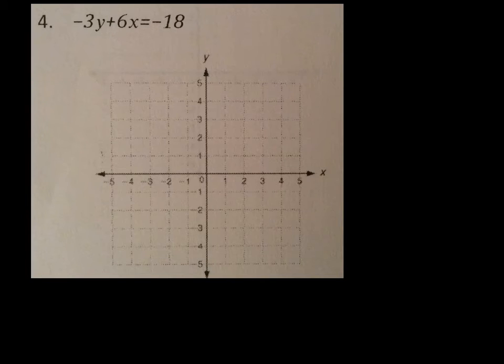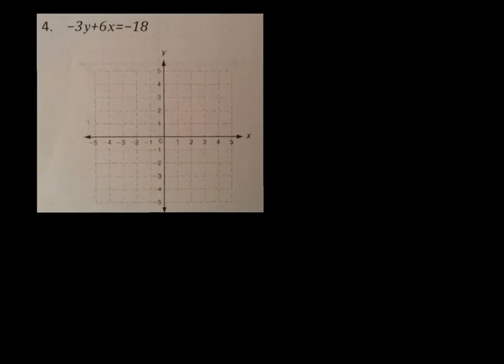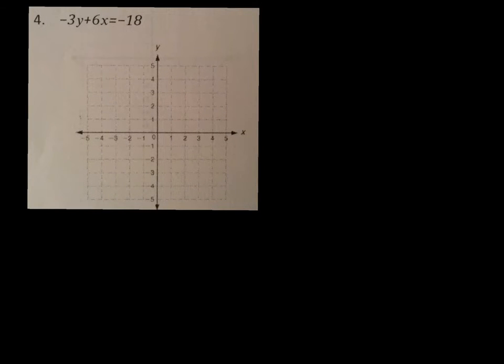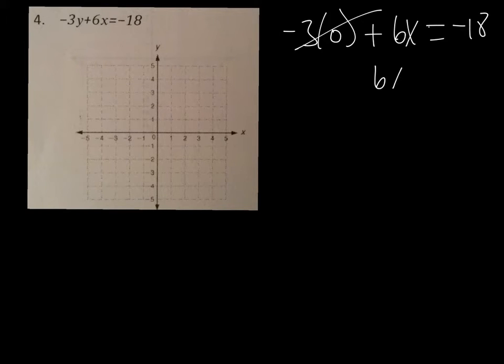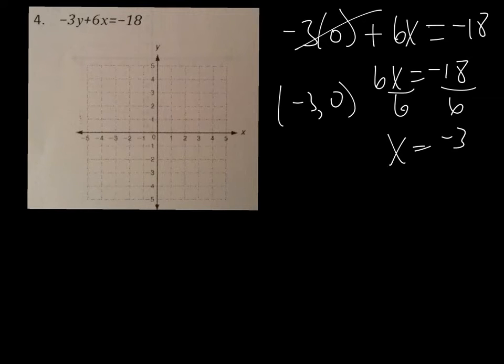Okay, again, we're going to do the same thing on number 4. Let me go ahead and minimize this a little bit. All right, now, we're going to plug in 0 for y, because notice how the y and the x are backwards. So I'm going to plug in 0 for y: 0 plus 6x equals negative 18. That's gone. I'm left with 6x equals negative 18. Divide both sides by 6, and x is equal to negative 3. So at (negative 3, 0).